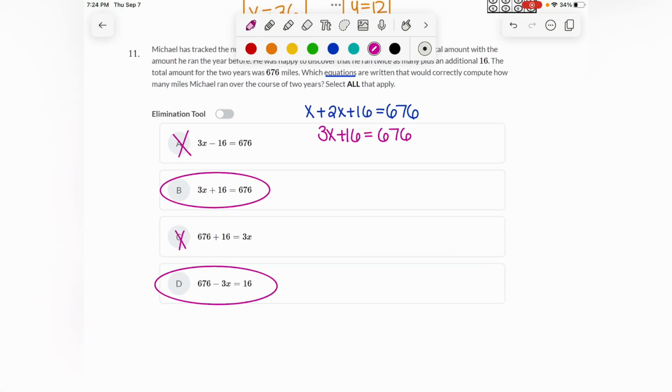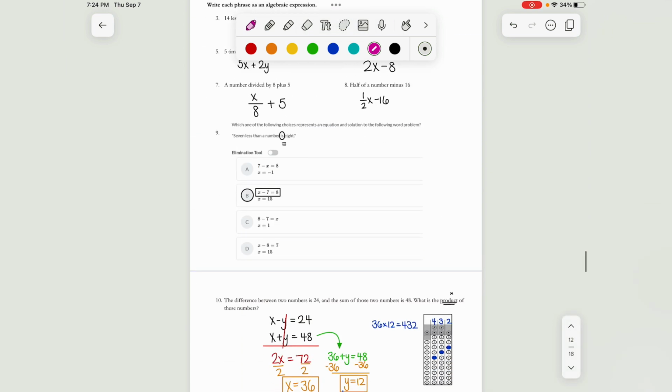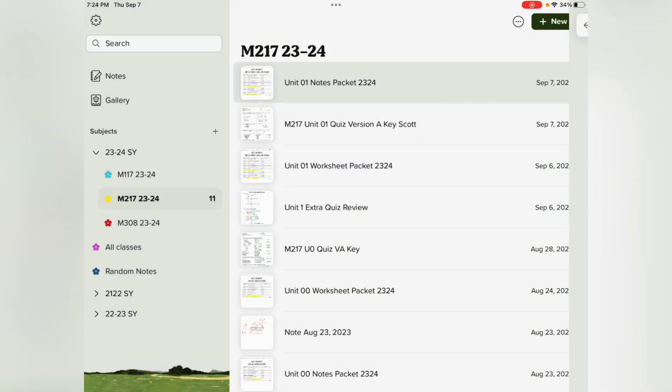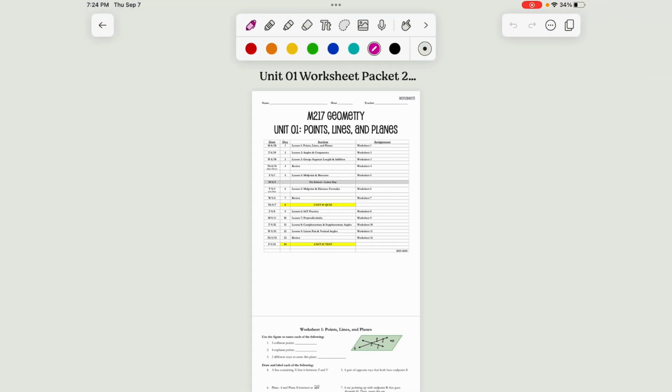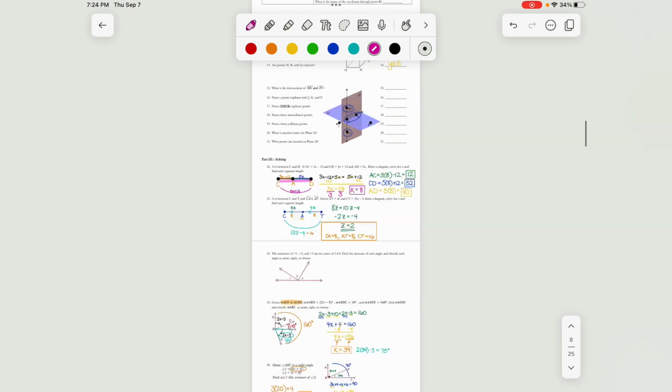All right, so there's no pressure with these problems. They're just kind of verbal practice problems. This should not take you guys very long. You got the rest of the period to work in your worksheet packet. Worksheet 8 is the homework. So let's take a look at it.